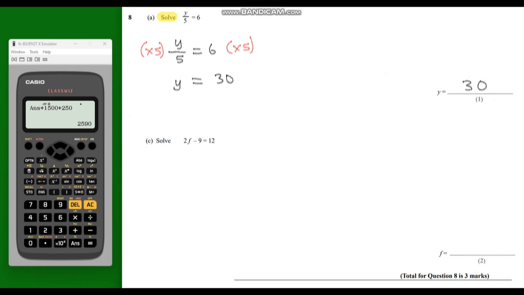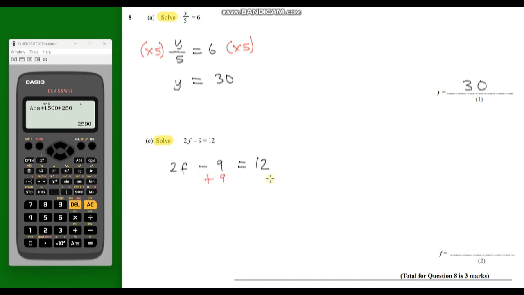Okay, let's look at part B. And again, we are going to solve this equation. So I'm going to write down the equation again. So we've got 2f minus 9 is equal to 12. And our goal is to get f on its own. So the first thing I'm going to do is get rid of this minus 9. And to do that, I'm going to do the opposite. So I'm going to add 9.